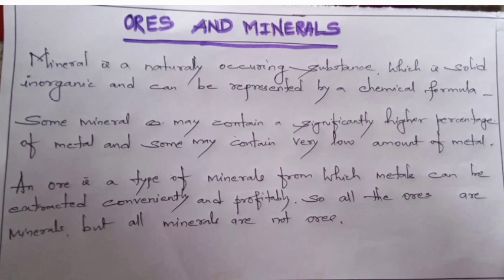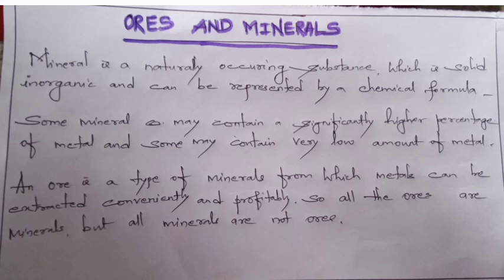Some minerals may contain a significantly higher percentage of metal and some contain a very low amount of metal. An ore is a type of mineral from which metals can be extracted conveniently and profitably. So we can say that all ores are minerals, but all minerals are not ores. We will discuss it later. So now let us discuss the ores of some common metals.